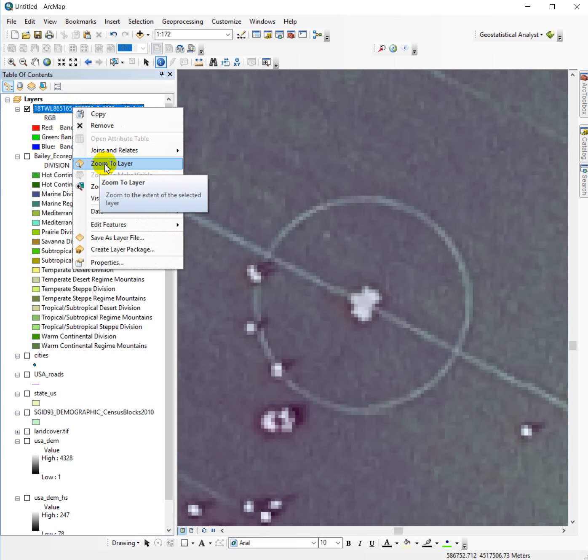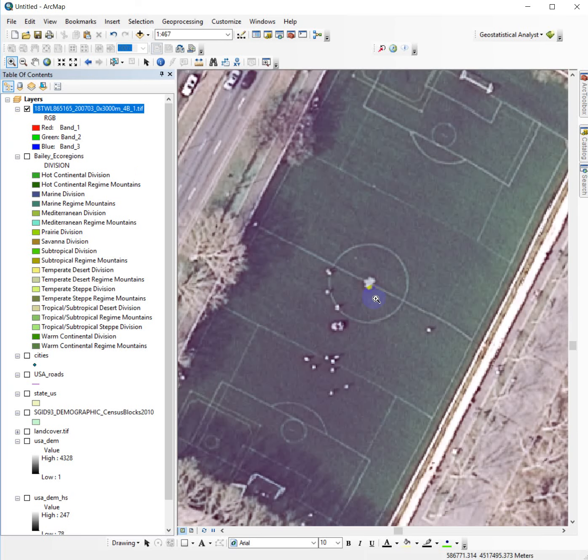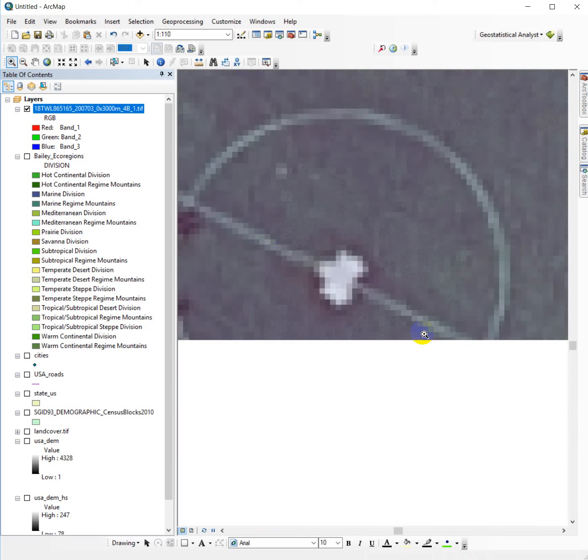Okay, we're going to move on to question 9 now. Question 9 asks, with the identify tool, what's the elevation at the center of the center circle? So I did not need to zoom out. We'll go back into this guy, and we want to know what the elevation is here.